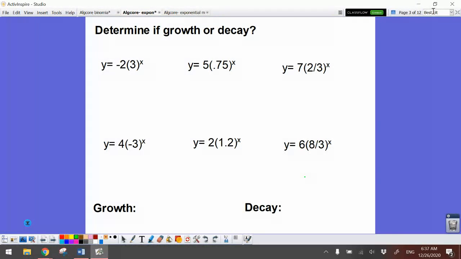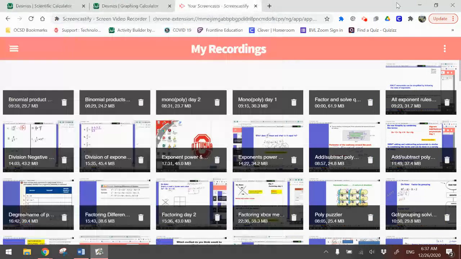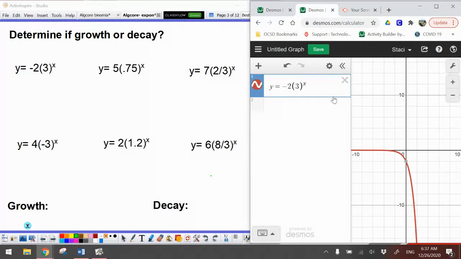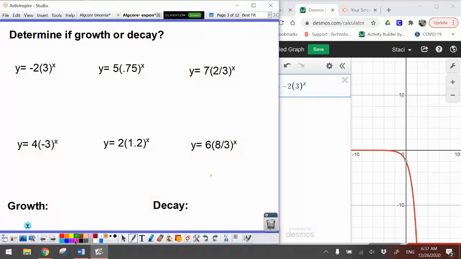So I'm going to go ahead and open up my Desmos calculator here, and I want the graphing one. And here's my first equation. So y is equal to negative 2 times 3 to the power of x. I notice how it's starting up here at 0 and it's going down. So that one is definitely a decay.